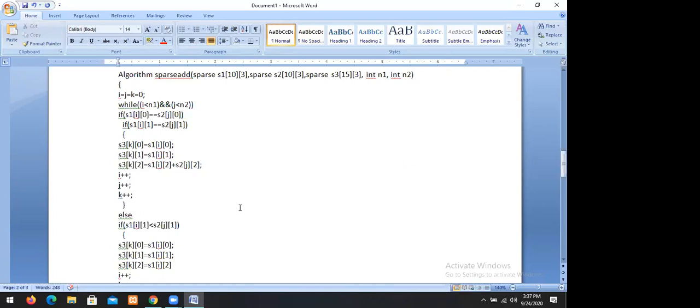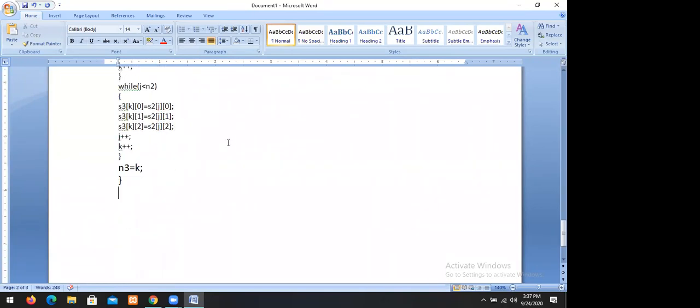So you must know it, otherwise you can't write the program your own way. Once you understand the concept, only then can you write it your own way. Otherwise you cannot develop the programs your own way. So this is the approach. This is the problem for sparse matrix addition, and this is the algorithm for sparse matrix addition.